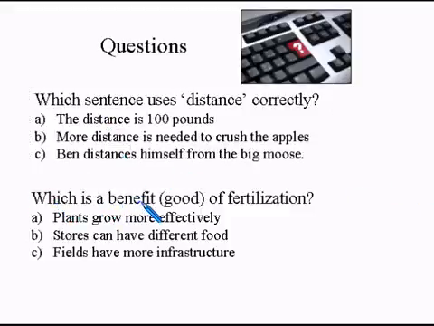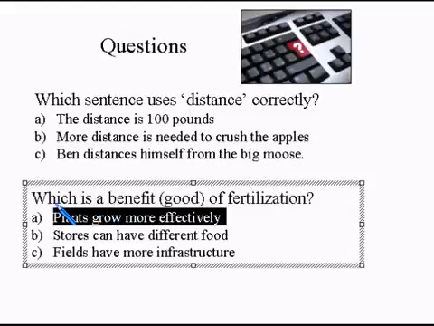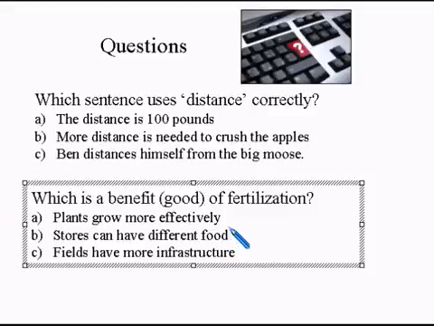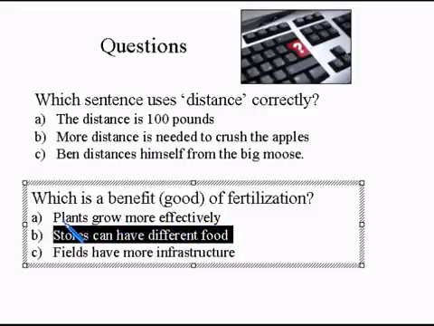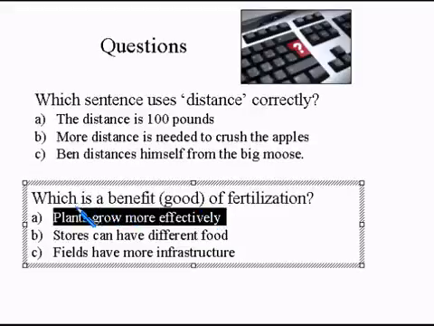Okay, which is a benefit or a good thing of fertilization? Plants grow more effectively, stores can have different food, and fields have more infrastructure. Well, the best answer would be A. Plants grow more effectively. Although I guess it could sort of be this one, stores can have different food. But not really. It's mostly A.